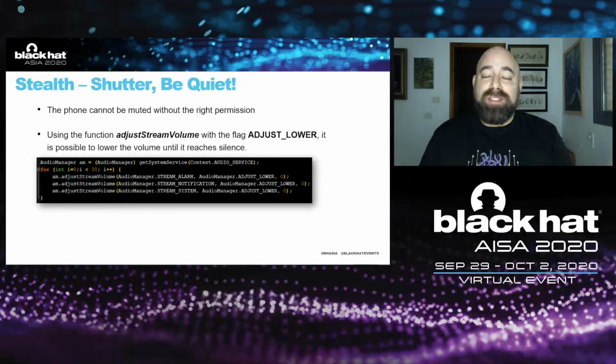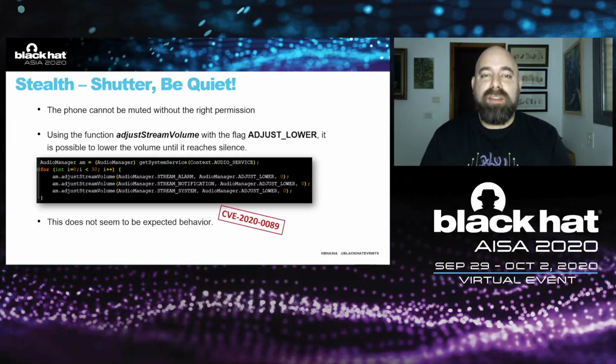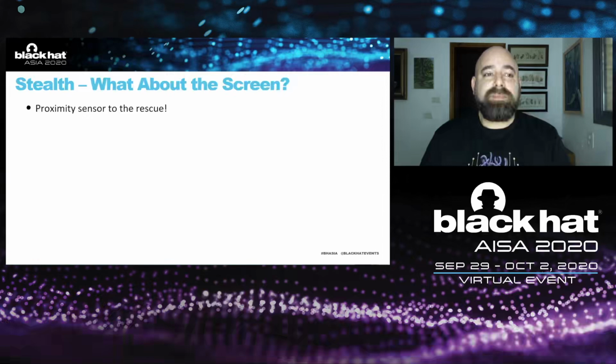That was quite funny, and we laughed a lot. And this really does not seem to be the expected behavior, because if Google decided that you cannot mute the phone without permissions, then obviously this is not right as well. We told Google about that, and they actually agreed with us, and we got a separate CVE just for that funny part. But that was an important part of our bigger exploit, the bigger picture, because of the ability of us to silence the shutter.